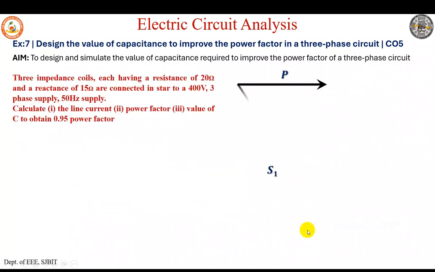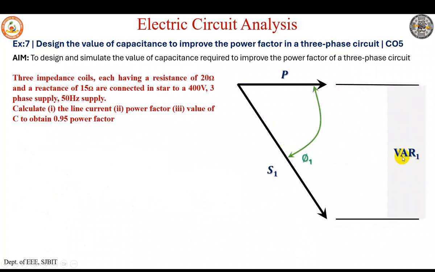So P remains same. This is your apparent power. This is your total VAR consumed before power factor correction, and this is the angle. This is the power factor for the given circuit. So we'll see how we find the power factor. The improved power factor is 0.95. So this is the improved power factor. As you can see, the power factor is improved, the apparent power reduces, that is the current supplied from the grid is reduced, but the required VAR is always same. So the required VAR is supplied from the capacitive bank that we have connected.